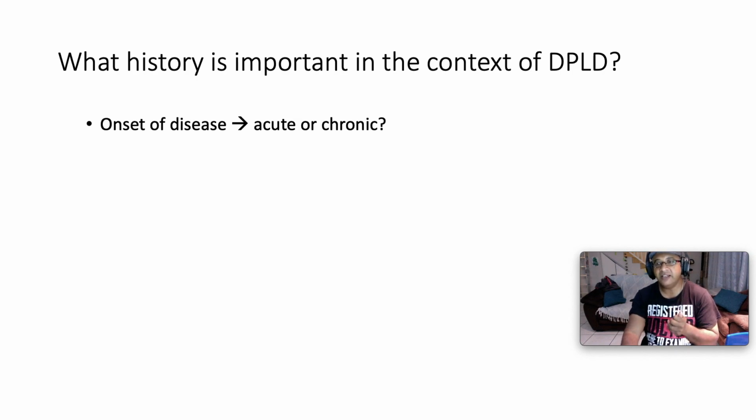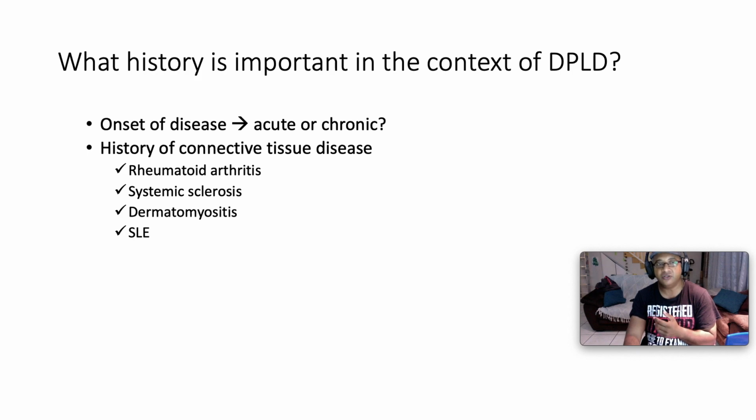Well, firstly, ask about the onset of disease. Is it something acute, or is it something more chronic, running a more grumbling, insidious course? Then you want to inquire about history of connective tissue disease, because a lot of diffuse parenchymal lung disease is associated with rheumatological conditions. The forerunners being rheumatoid arthritis, systemic sclerosis, dermatomyositis, systemic lupus erythematosus.